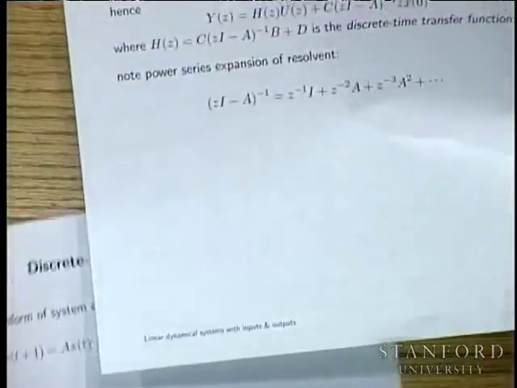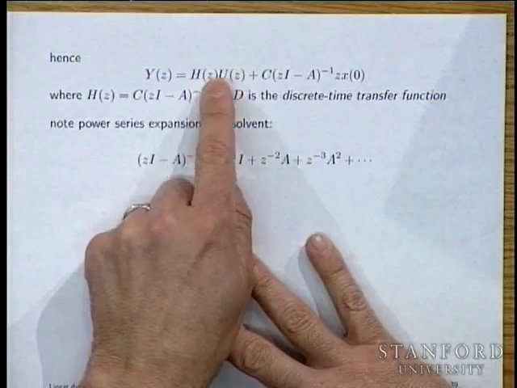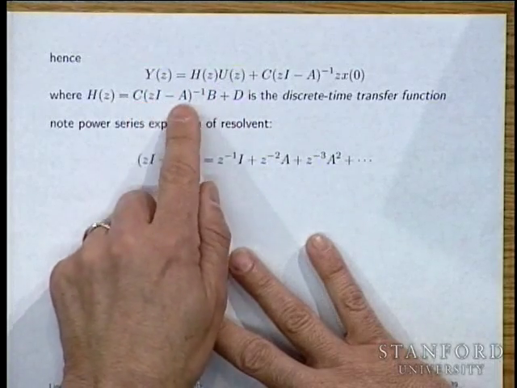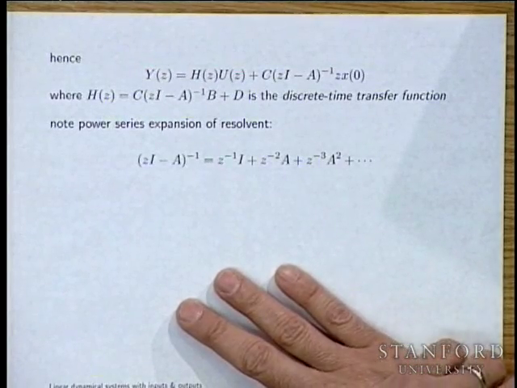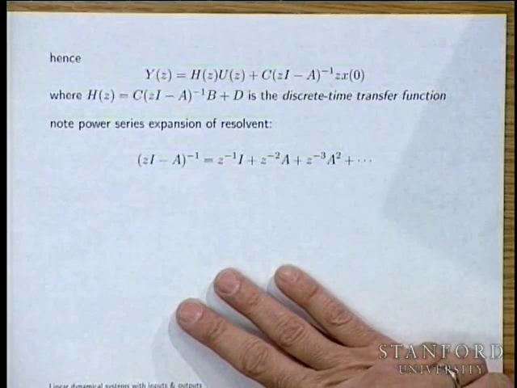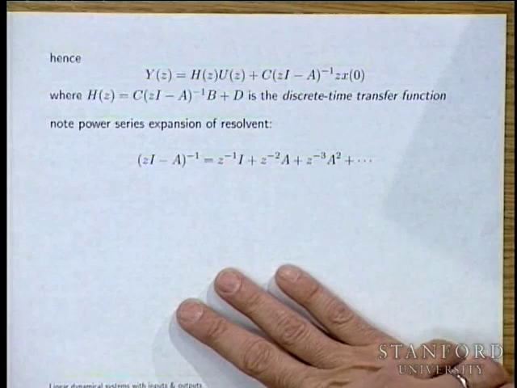And you get the transform of the output is going to look like this. It's H of z, U of z. H of z is C (zI minus A) inverse B plus D. That's the discrete time transfer function. The question? Yeah, is there a good physical interpretation of that extra z?